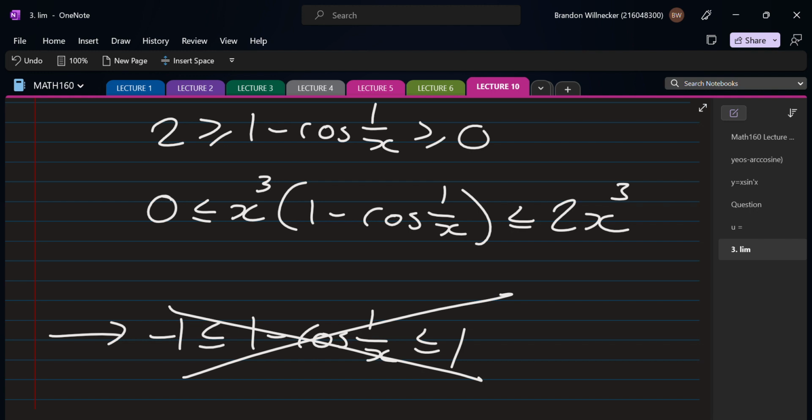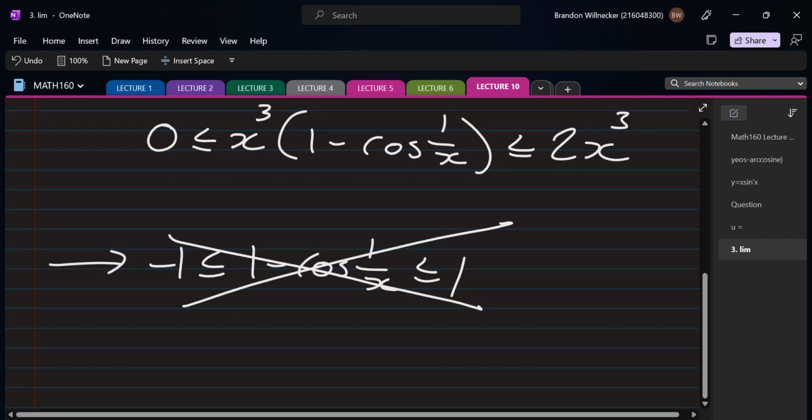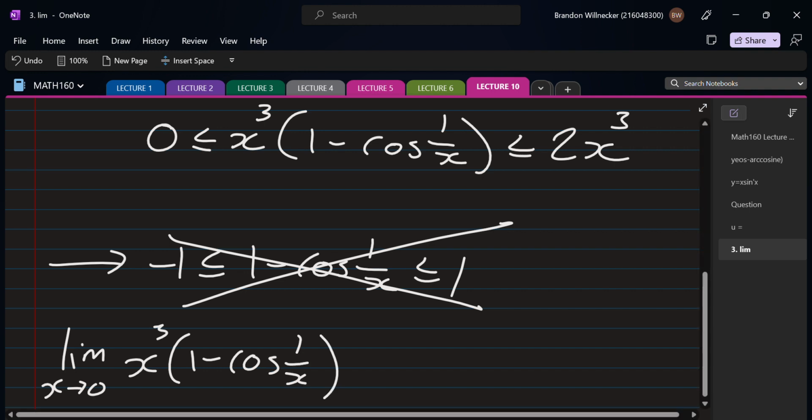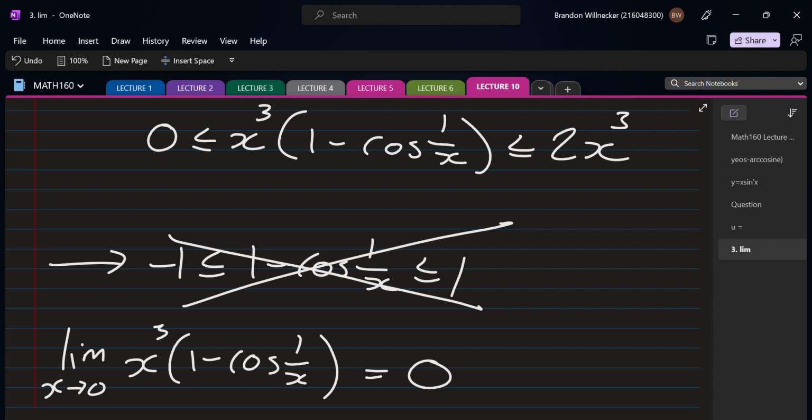Okay, now we've got something like this, where the left-hand side is 0. If we look at the right side, 2x cubed, if x goes to 0, that goes to 0, no issues. The left and right limits are 0, which means the middle limit is also 0. So we have the limit as x goes to 0 of x cubed times 1 minus cos 1 over x must be 0, right? Because both left-hand limits and right-hand limits are 0.